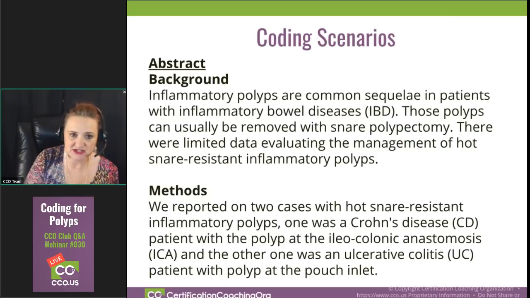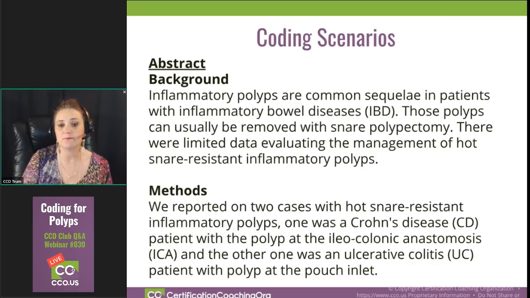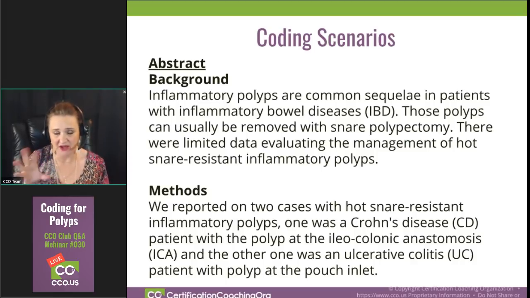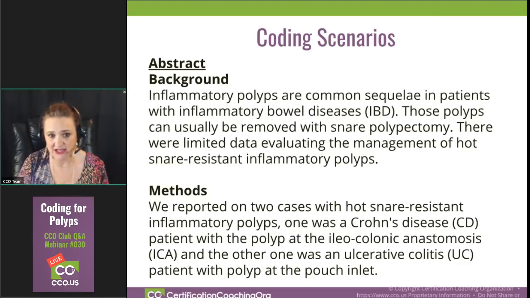So the background for this scenario is that we have inflammatory polyps, okay, and that it's a common sequela or late effect in patients with IBD, inflammatory bowel disease, which in fact is kind of a catch-all for all different types of IBS, okay. Then they say these polyps can usually be removed by snare polypectomy. Now, there is limited data as to what technique works best, so that is why they did this abstract.